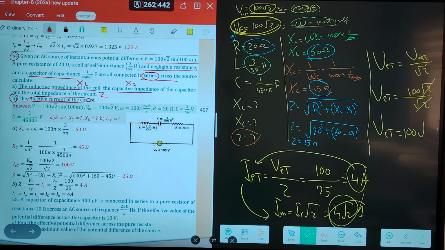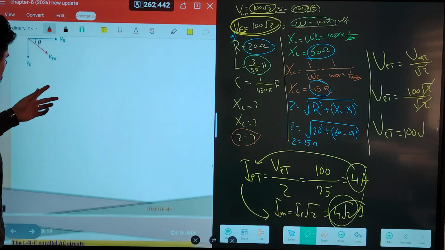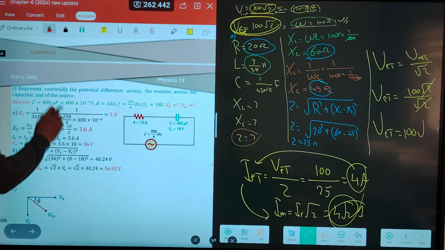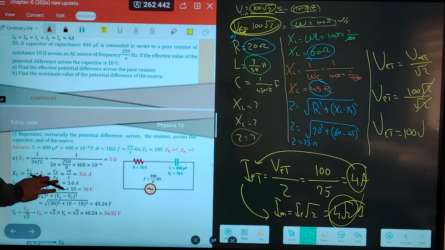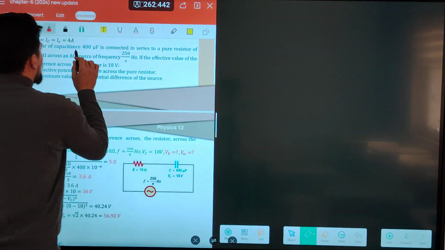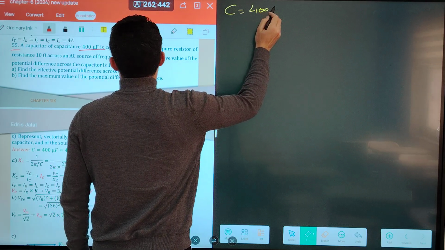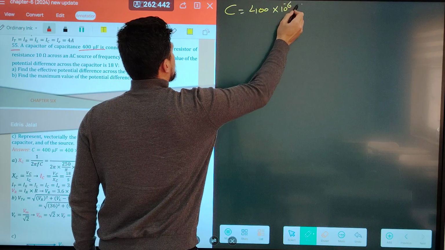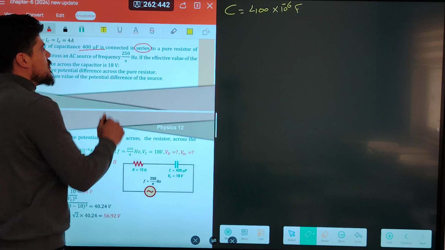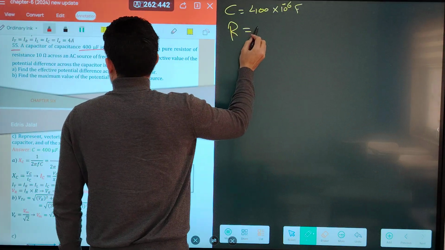54 in RLC series connection to AC circuit. Guys, the last question in RLC series connection, question 55 in review analysis. So the question says, a capacitor of capacitance C, 400 microfarad times 10 power negative 6. Convert to farad. It's not allowed solving with the micro prefix. Connected in what? In series connection. Pure resistance is equal to 10 ohm.